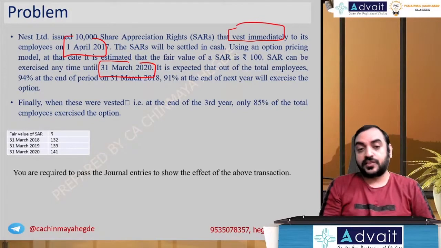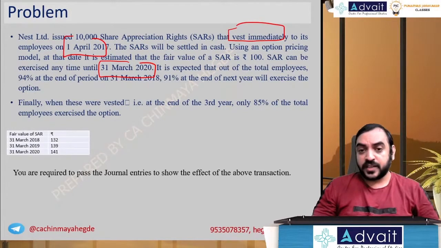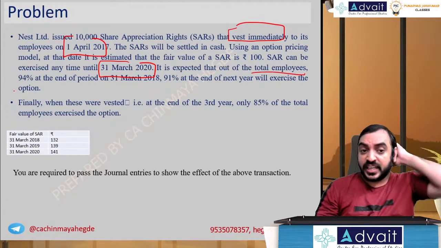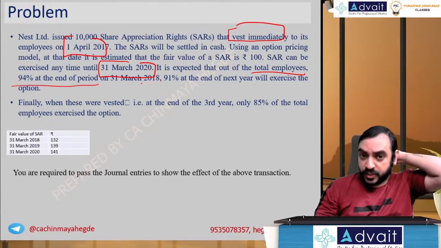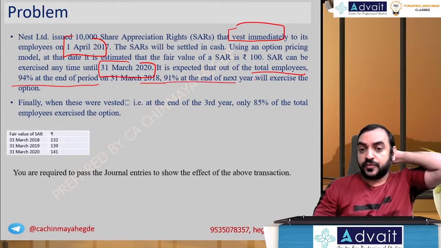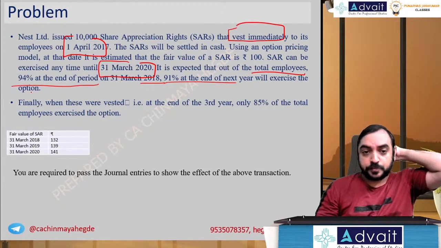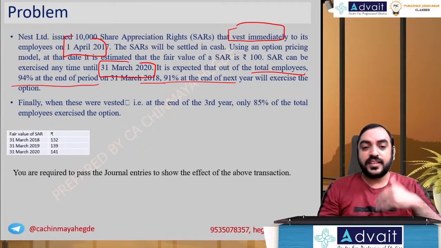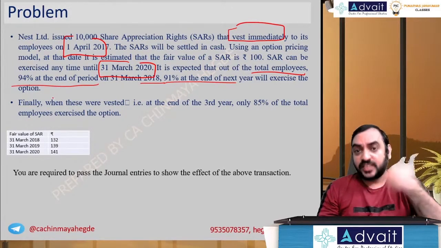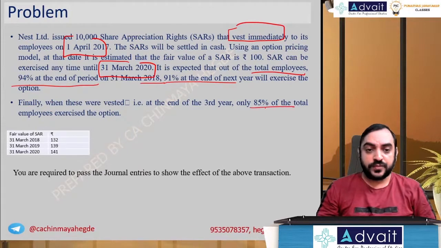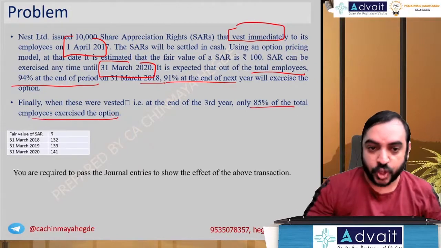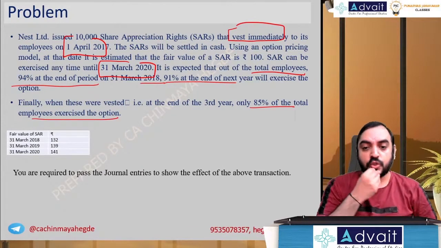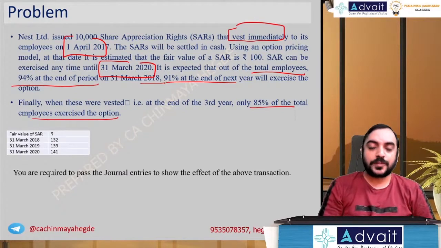Exercise period 3 years. And it is expected that out of total employees, 94% at the end of the period, 31st March 2018, and 91% the next year will exercise an option. And finally, these were vested at the end of the third year. This is a conflicting sentence. I think we should understand finally, when 3 years are completed, 85% of the employees exercise the option. You are required to pass the entries to show the effect of the above transaction.